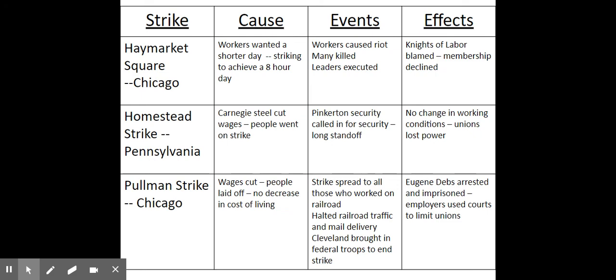All right. Double check this information. There's going to be a little quiz on these three strikes and those three unions. So be sure you look over things again before you take the quiz, as it is not open notes. Where we're headed next is we're going to talk about industrialization and its impact on African Americans and women.